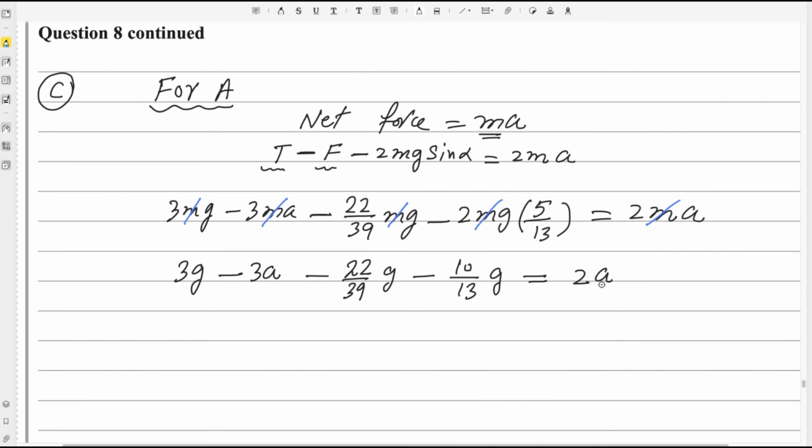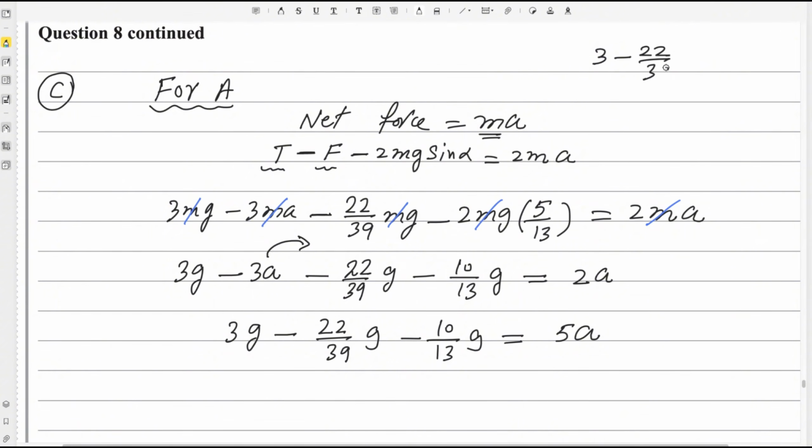We want to get the value of a, so better you just move this value to the right side to make it positive, and it is left with 3g minus 22 over 39g minus 10 over 13g, equals this 3a will be added to the other side, so it will be 5a. In your calculator you will write like this: 3 minus 22 over 39 minus 10 over 13. You will get the answer as 5 over 3. Your calculator will give you this answer.